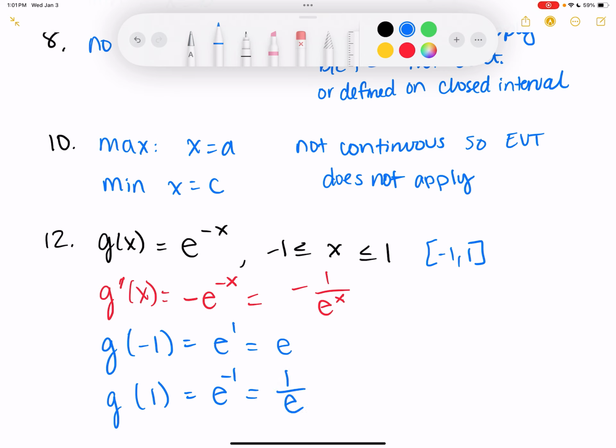All right, so which one is bigger? The top one, e. So there is a max at x equals -1. Sorry, -1, yes. Then a min. I was looking at this number here when I wrote that, and then I was like, yeah, something's not right. Min at x equals 1. There we go.